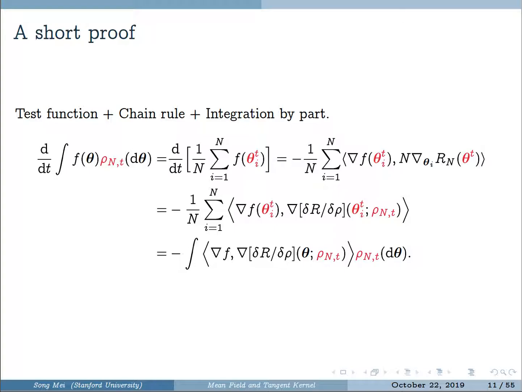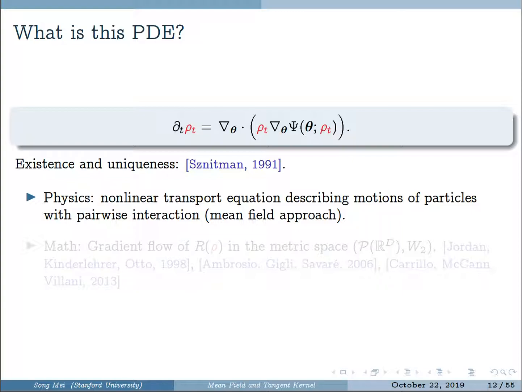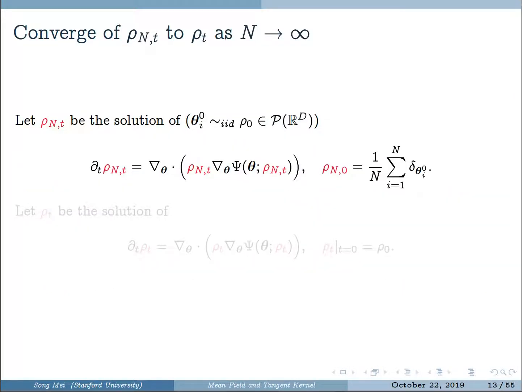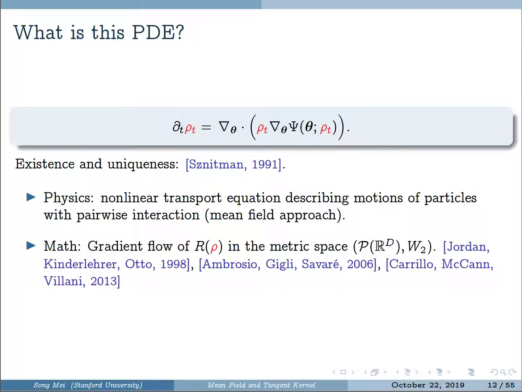What is this partial differential equation? In terms of physics, this is called the nonlinear transport equation that describes the motions of particles with pairwise interactions. So in physics, this is called the mean field approach, modeling the interacting particle systems. In terms of mathematics, this is the gradient flow of the risk function R, but this is not the gradient flow in the Euclidean space. This is a gradient flow in the distribution space with the Wasserstein-2 metric. So using this gradient flow point of view, we can see that this partial differential equation is effectively optimizing this risk function R.